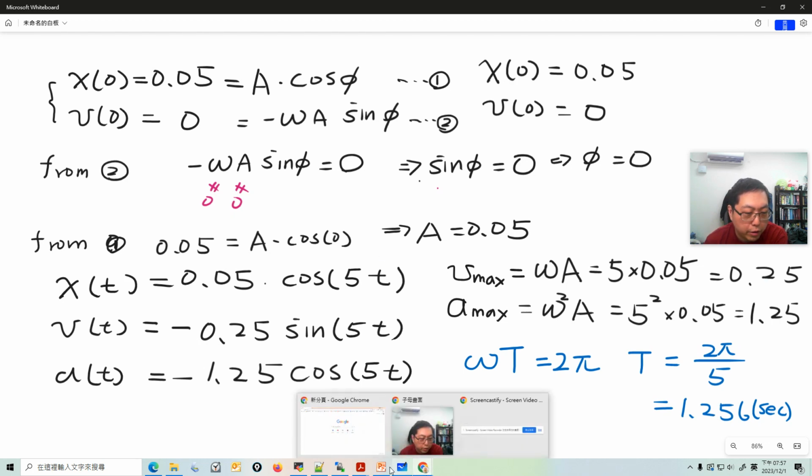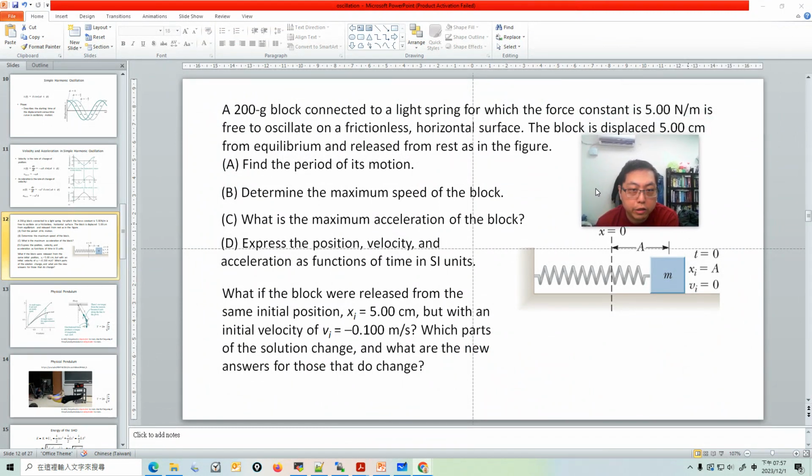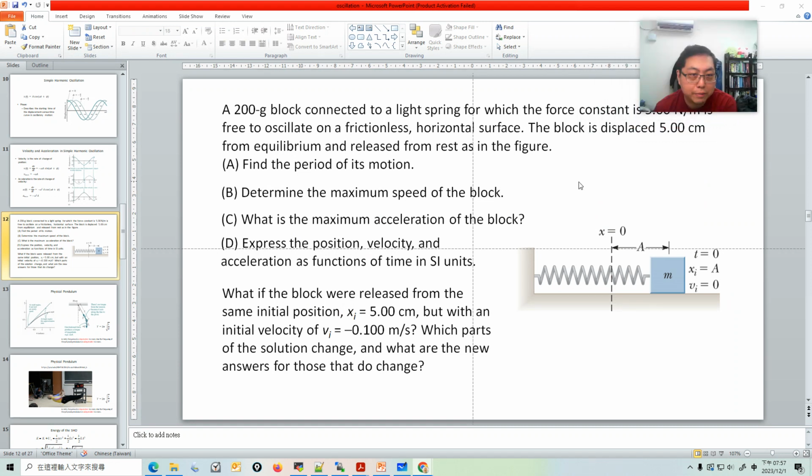So what's the next one? The next one is a change in initial condition. The initial position doesn't change, but the initial velocity changes to minus 0.1. Will the answer change? Some change, some don't.